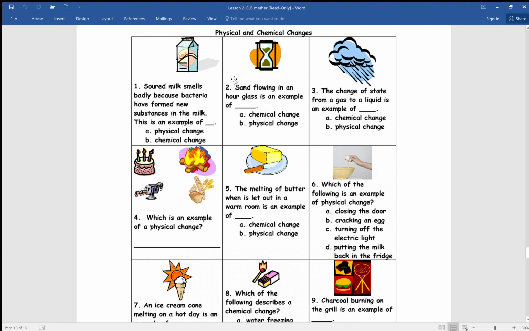Sand flowing into an hourglass is an example of a physical change because you can just wait for another hour to flip it back. 3. The change of state from a gas to a liquid is an example of physical change. That's because changing states is physical change because you can revert it back to the original state. What example here is physical change? Can anyone answer it down in the comments?